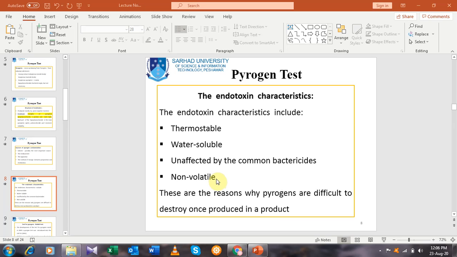That's why endotoxin entry should be properly avoided during the formulation, during the storage, or during the preparation. Proper recipes should be followed because of these salient features or characteristic properties of the endotoxin.